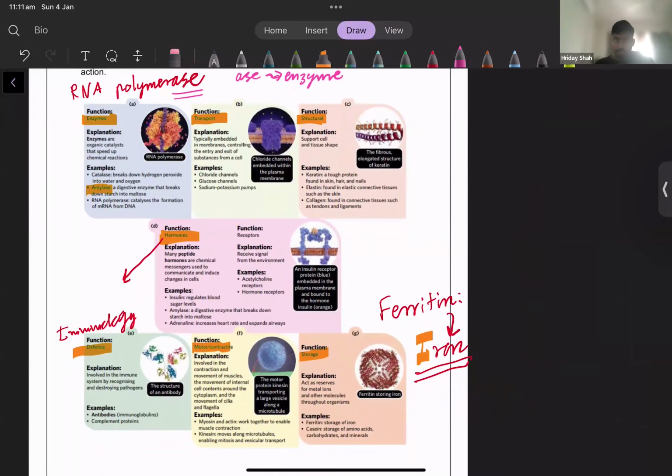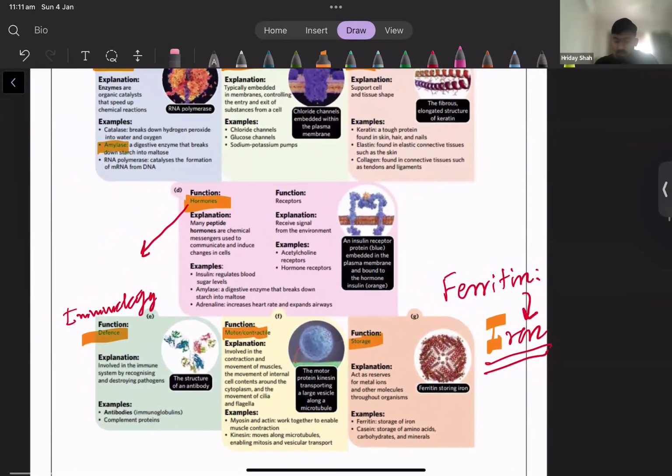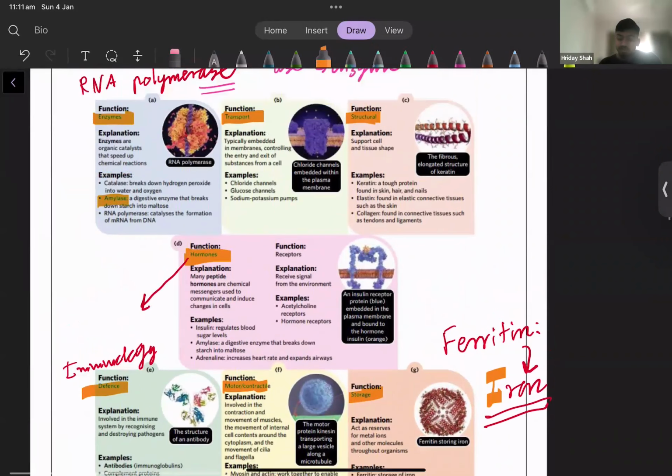So you should know one example of an enzyme, and then you should know one example of a protein that is not an enzyme. Right? It can be from any of the 6 different functions. I personally went with ferritin, but you can read through the examples. There's a lot of easy ones. I think structural is one of the easy ones as well. Collagen, elastin, keratin. Hopefully you've heard of those before.